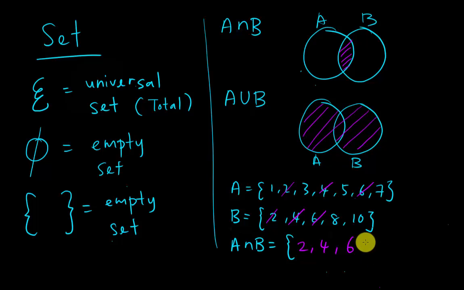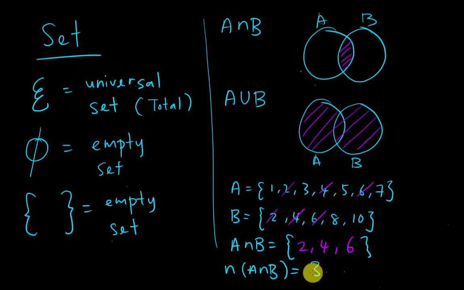Okay, so it's basically 2, 4, and 6. So if I ask you about the number of A intersect B, then you just need to calculate how many numbers you have inside, which is 1, 2, 3. So it will be 3.